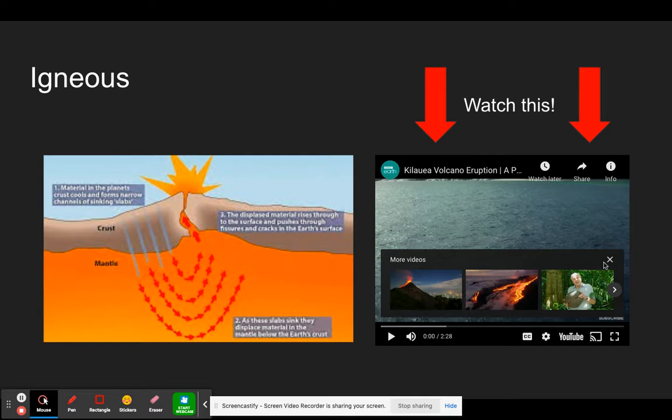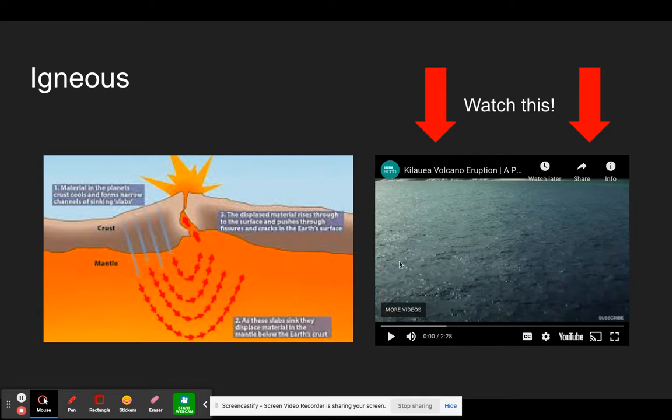It's pretty sweet, although really destructive if you live near it. But this picture will do the trick. You guys have seen videos of volcanoes, or at least you have an idea of what they look like.